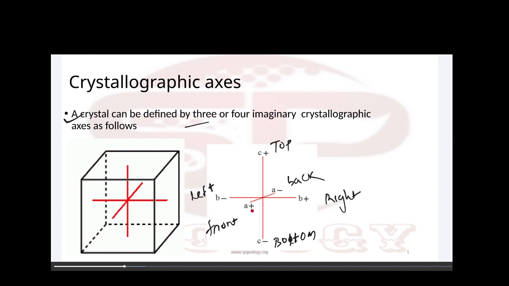So the front side is always considered positive and the back side negative. Similarly, the right side is positive, the left side is negative, and the top side is positive, the bottom side is negative. So front to back, right to left, top to bottom. This is the orientation. For any crystal you have to represent the crystallographic axes. We can represent three imaginary crystallographic axes: one running from front to back, another from right to left, and another from top to bottom. So they are denoted as A, B, and C.